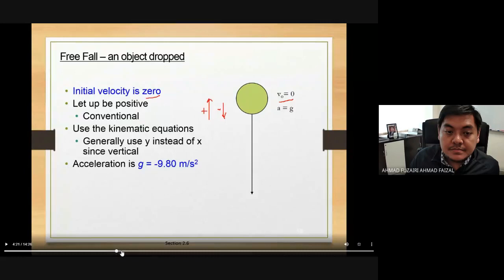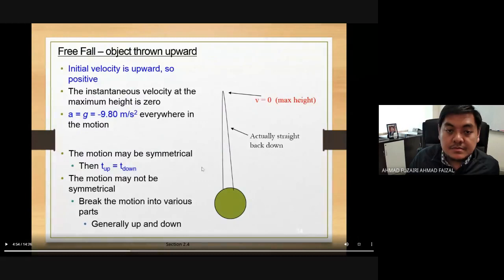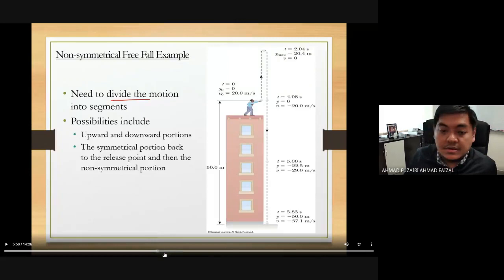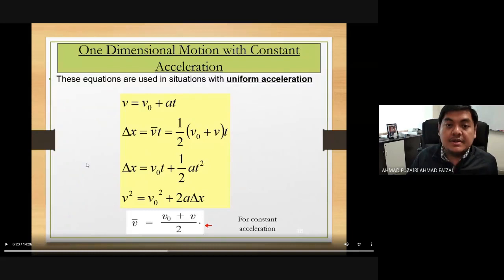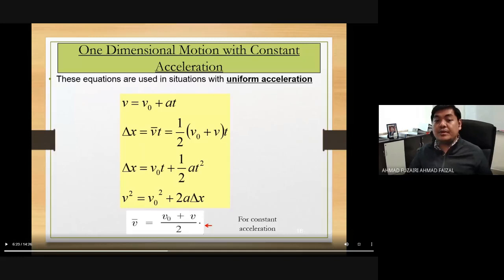Okay, so there are a few things that we should know about free fall. So let's concentrate on this part of the chapter. Let's do a recap on the one-dimensional motion with constant acceleration. So we already did the examples, but that one is for the x-axis. But right now, we want to make sure that we do all the equations in the y-axis. So what will happen? Because all situations will be in uniform acceleration.